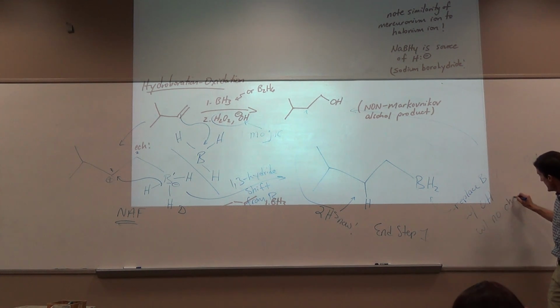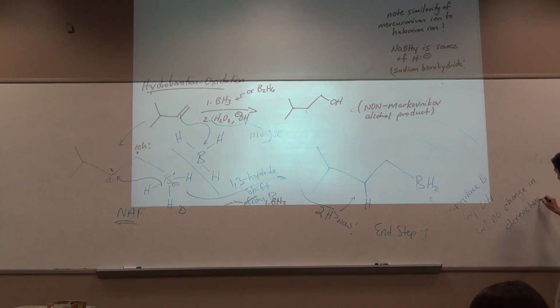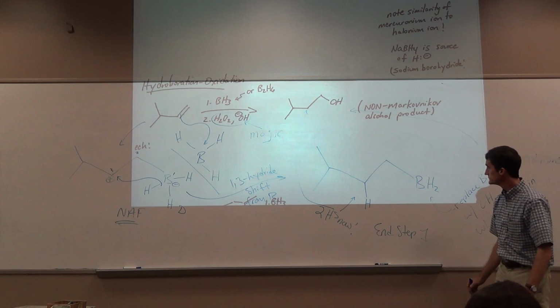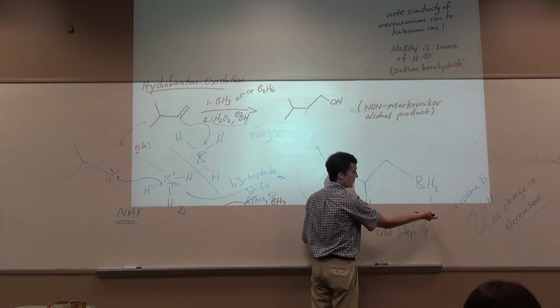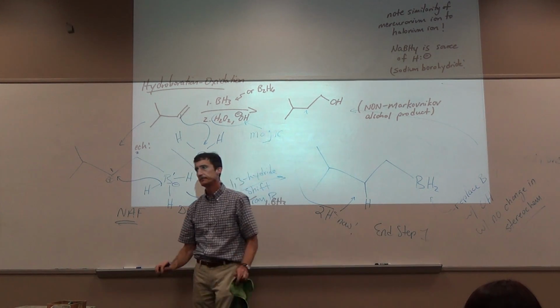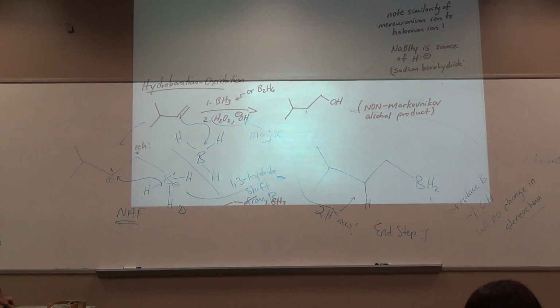Importantly, though, there is no change in stereochem. That is, if this was bolded or something, the OH would also be bolded. Just have that in your notes for later. Whatever the stereochem is to the boron, you just replace it with an OH and it's the same stereochemistry, once we get to that.